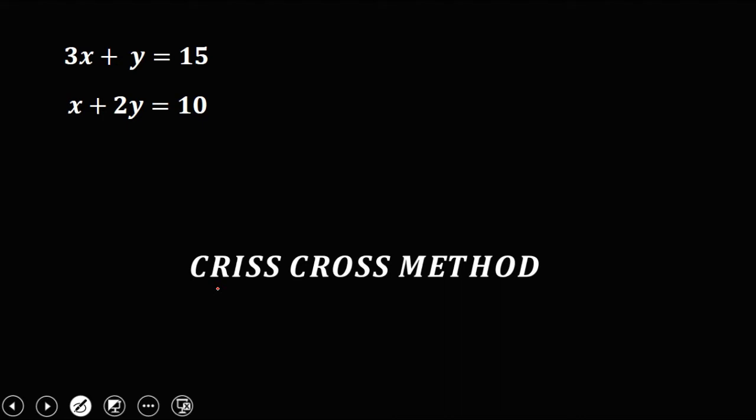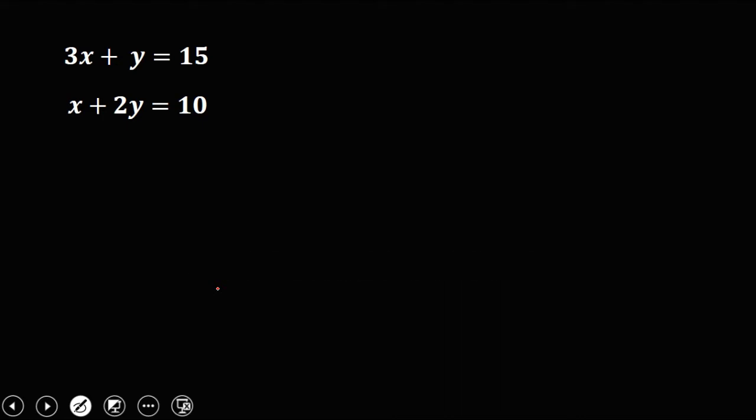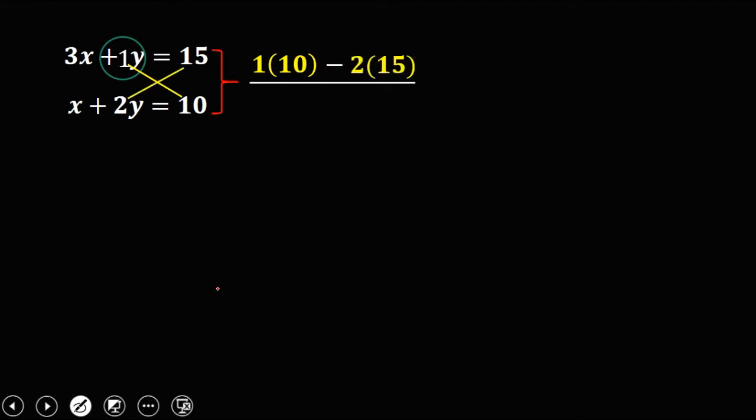Now to apply the crisscross method, first, focus on this area. Then let's apply this cross multiplication. So multiply this y times 10. Just multiply the numerical coefficients, or the numbers. Since y has a numerical coefficient of 1, we have 1 times 10, then minus this 2 times 15. Then for the denominator, we have 1 times 1, then minus this 2 times 3.